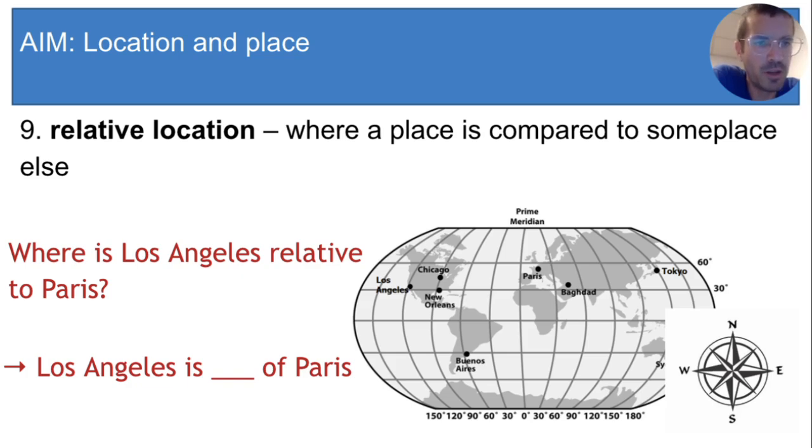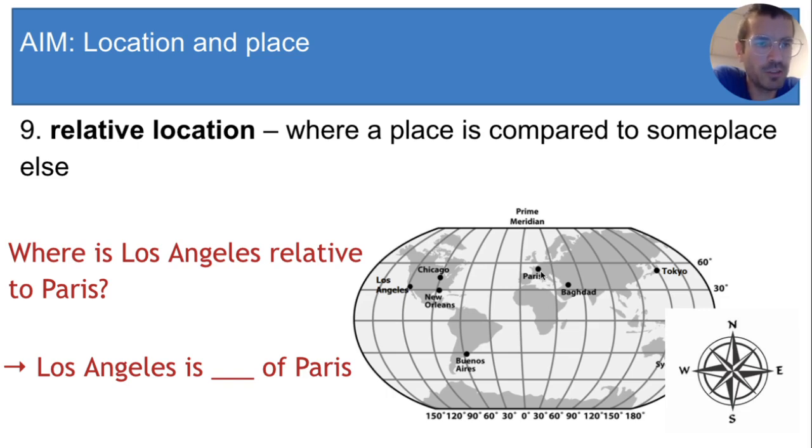Here's what you do. Start with the second city mentioned, so that's Paris. Then imagine you were going to travel from Paris to the first city, which is Los Angeles. First, we start with north or south. Ask yourself, to go from Paris to LA, do I go north or south? Looking at the map, the answer is south.